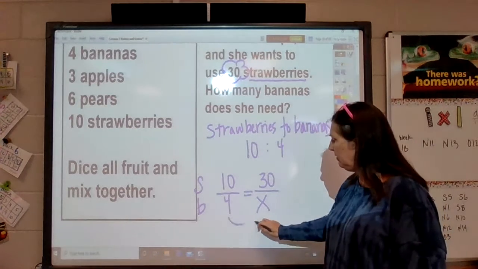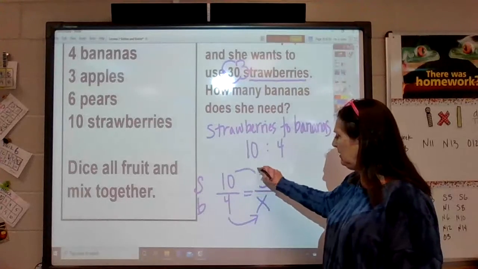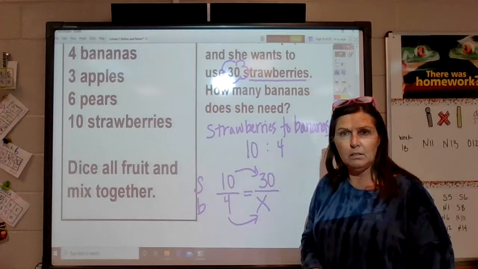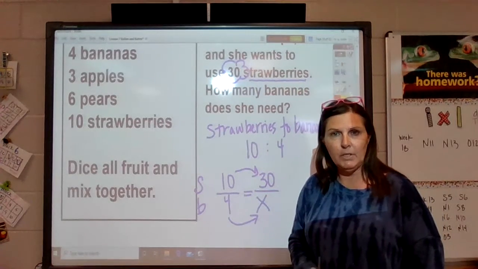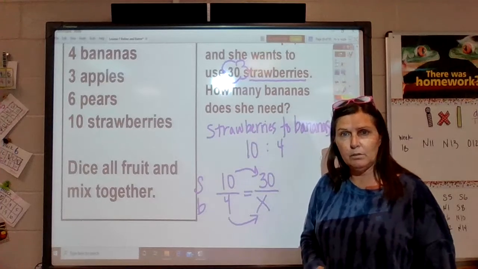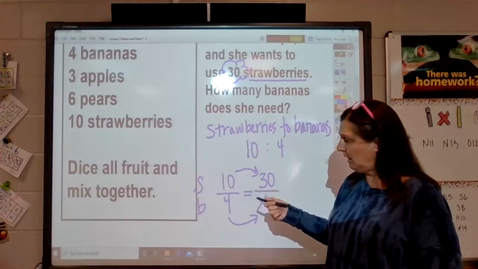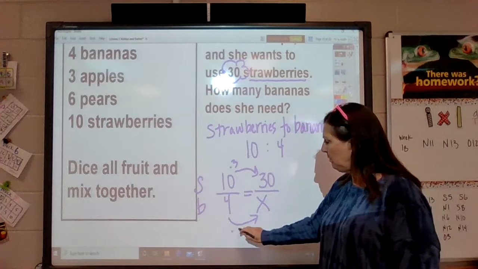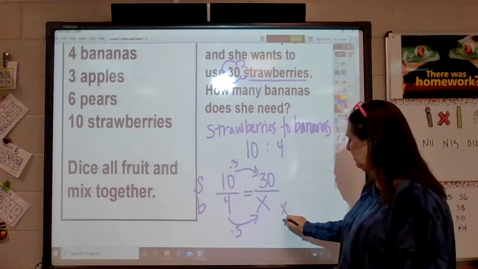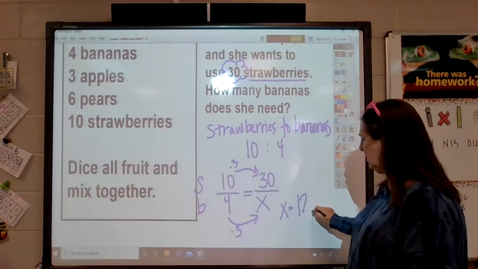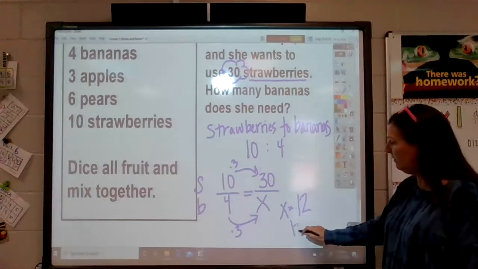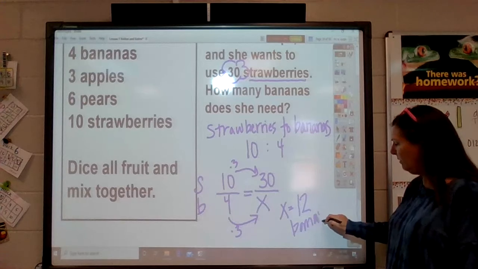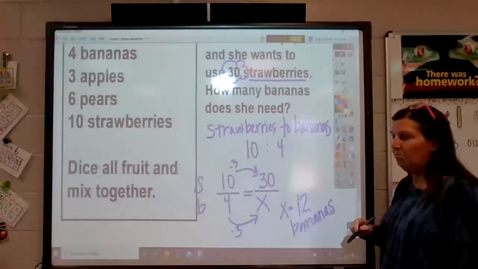So our variable, what we're solving for, should be here. Then we're going to say arrow to your X, same direction. Next step is to look for a rule. So we're going to say, how do you get from 10 to 30? Multiply by 3. Multiply by 3 down here. X equals 4 times 3, which is 12. In this case, we're solving for bananas.